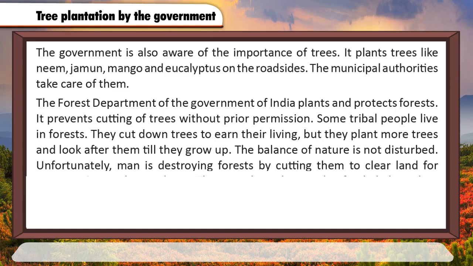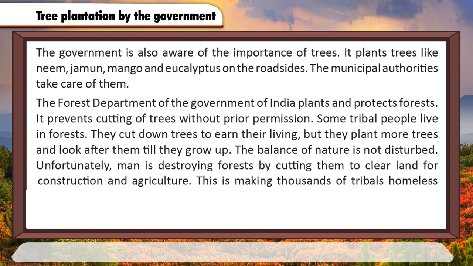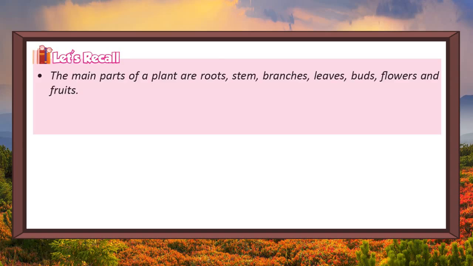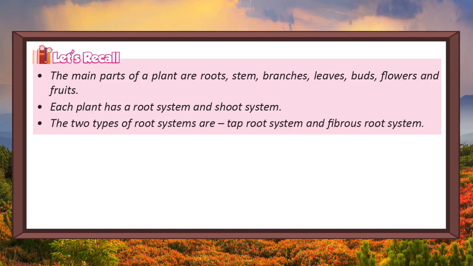Unfortunately, man is destroying forests by cutting them to clear land for construction and agriculture. This is making thousands of tribals homeless and leaving them without food and shelter. We should take care of these green friends. Let's recall. The main parts of a plant are roots, stem, branches, leaves, buds, flowers and fruits. Each plant has a root system and shoot system. The two types of root systems are taproot system and fibrous root system.